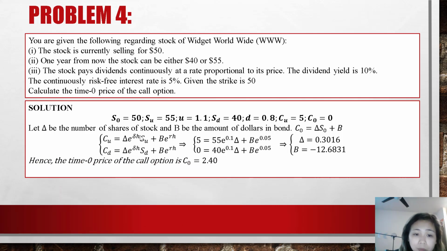Hence, the time 0 price of the call option is 2.4, because C0 is delta times S0 plus B, where delta is 0.3016 and B is negative 12.6831. S0 is given at 50, so C0 is 2.40.